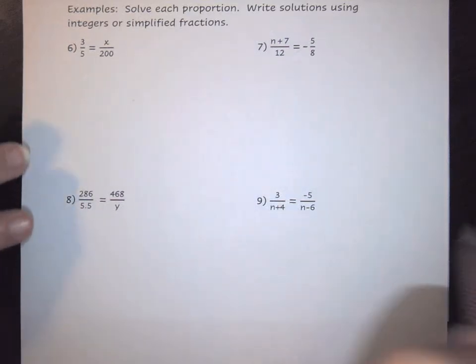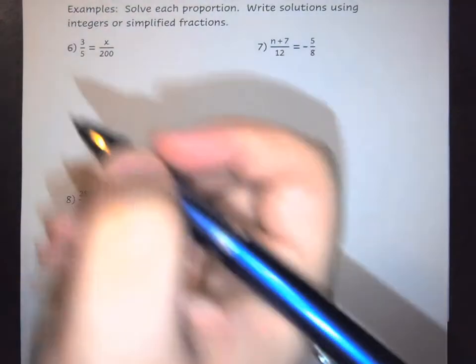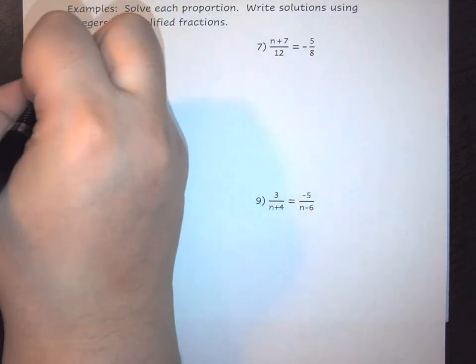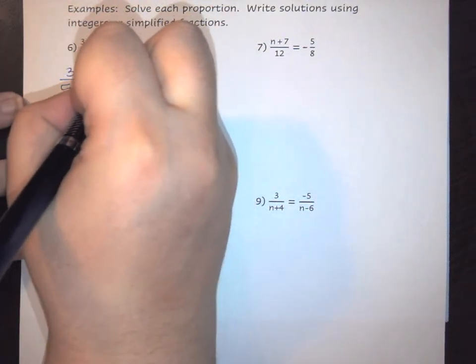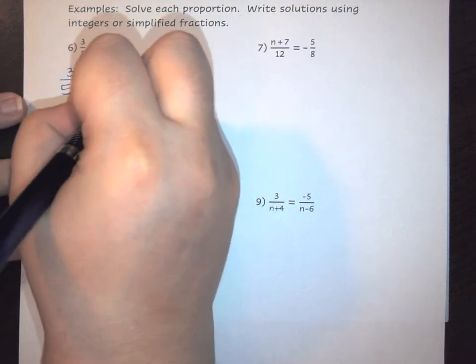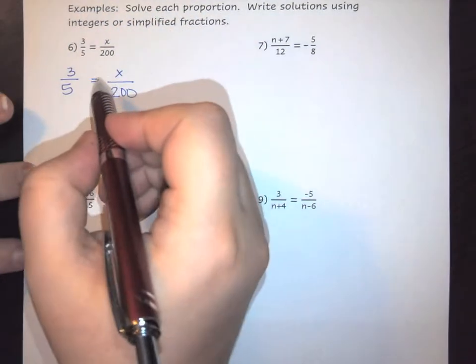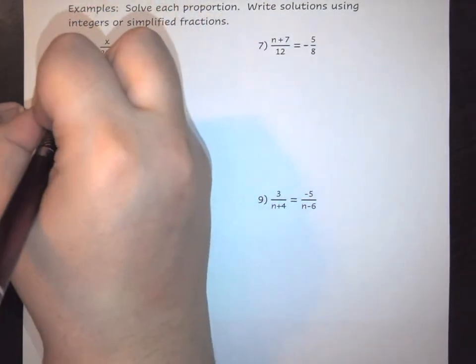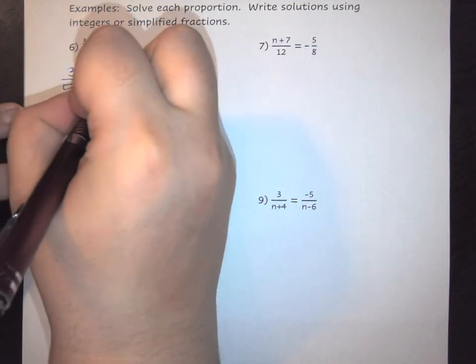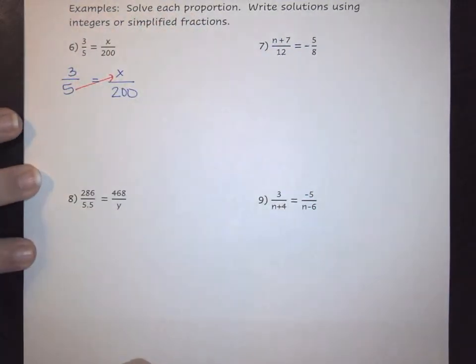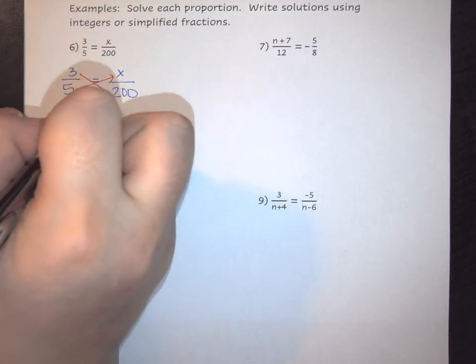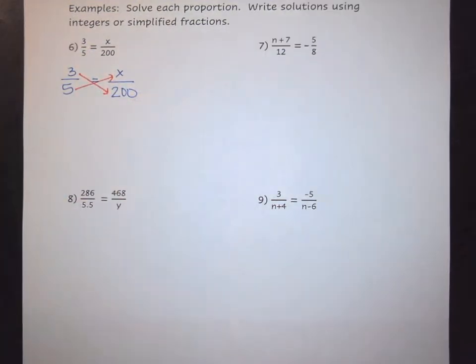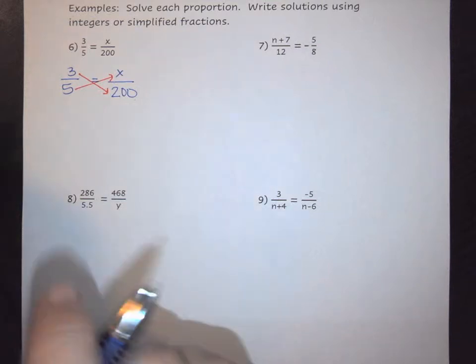So the cross product says we're going to take our 3/5. So I have 3/5 on one side equals x over my 200 on the other. We're going to go from the bottom to the left side up to the numerator on the right side, and then we're going to go from the numerator on the left down to the denominator of the right. So what we're doing is we are creating that cross product.